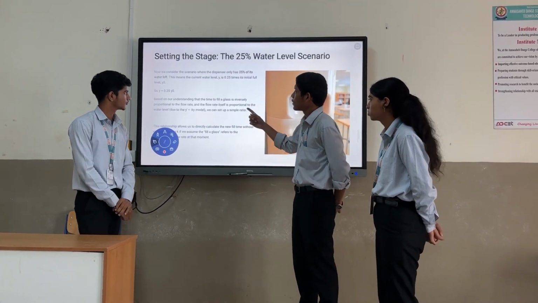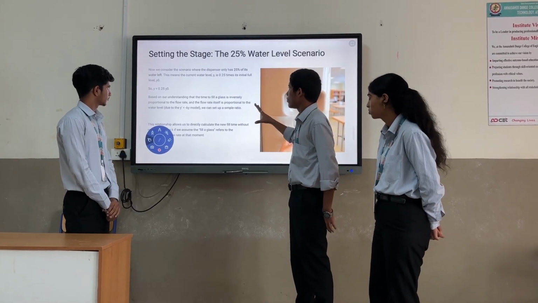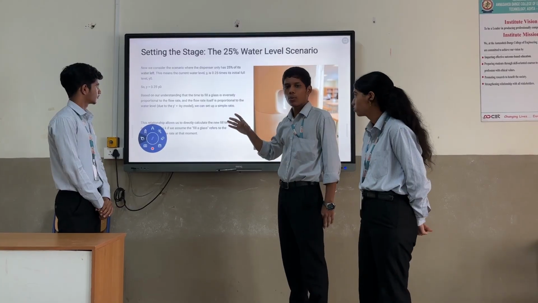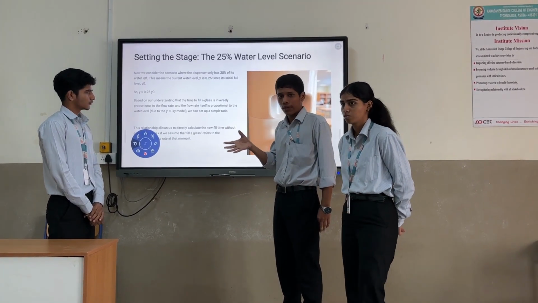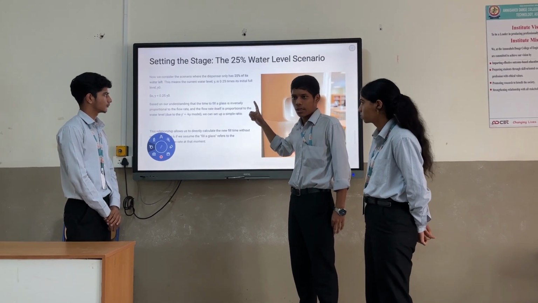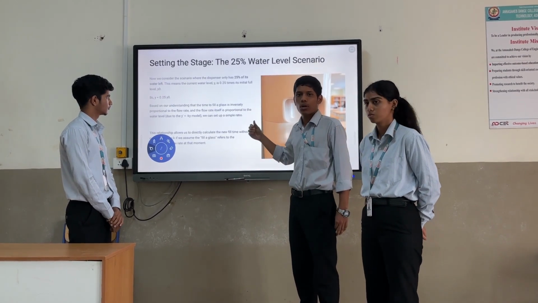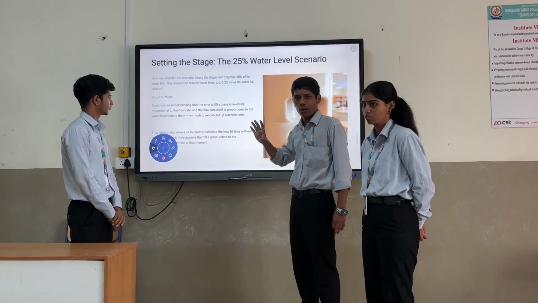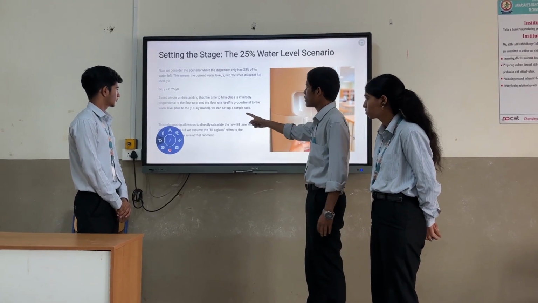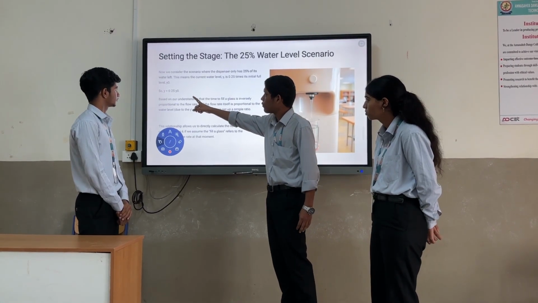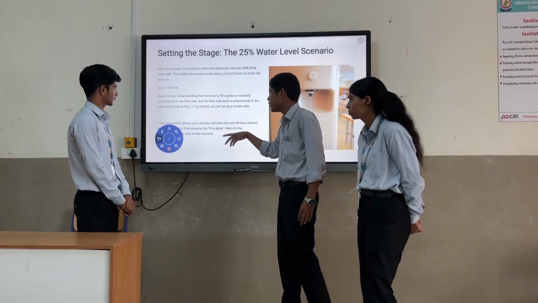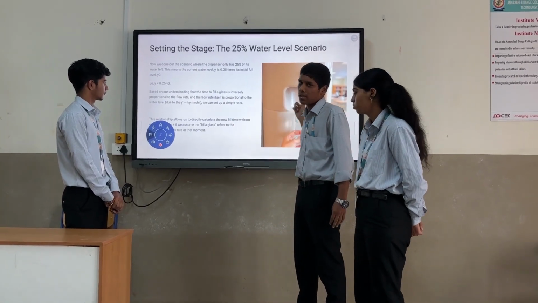Now we consider the scenario where 25% of the water is left, and we need to calculate the amount of time needed to fill the glass, because when the container was 100% filled, it took 2.1 seconds. So we need to calculate the time required to fill the glass when the water level is 25%. Here y is the water level, and this is the equation given in the question itself. We will relate this to the equation and solve the problem.